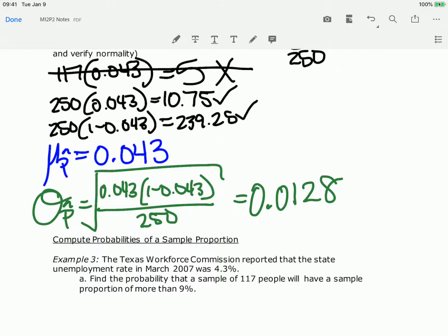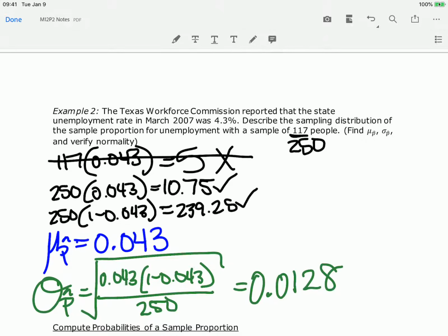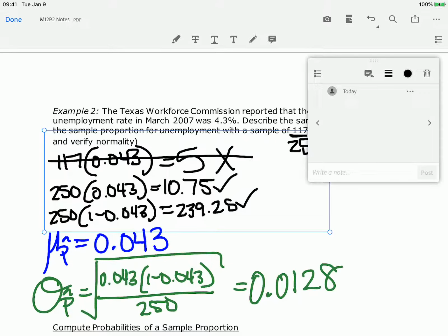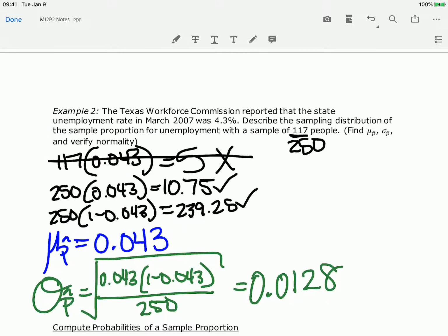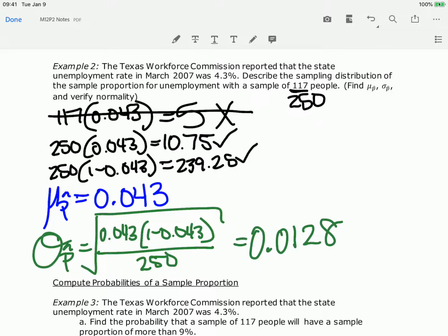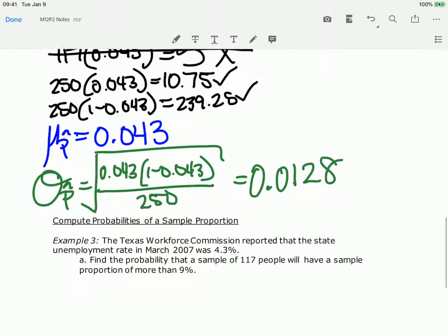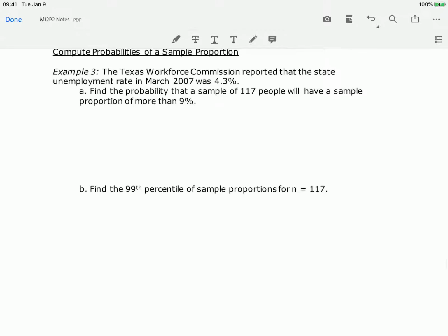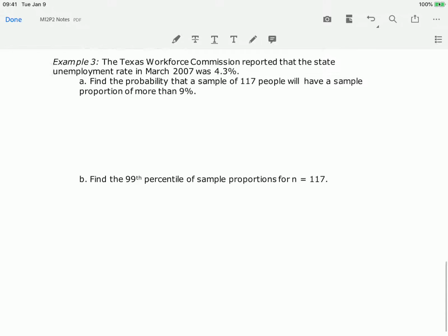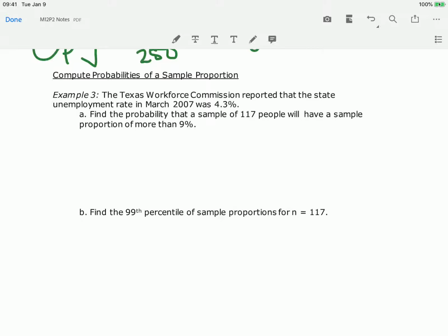So now we have described the sampling distribution. We verified normality when we increased our sample size to 250. We found the mean of that distribution is going to be 0.043 because that's what the population unemployment rate was in 2007. Okay, there we go. And then we found the standard deviation of that proportion. So now we'll look at calculating some probabilities, and I apologize, I did not give you nearly enough room for this.